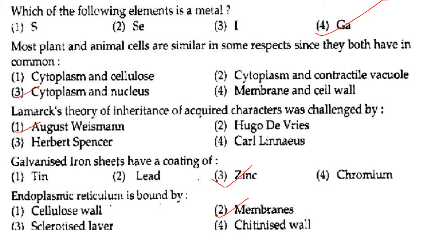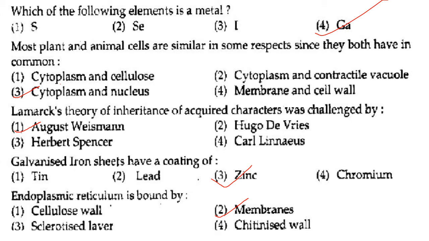Next one, which of the following elements is a metal? Option 1, S. Option 2, Se. Option 3, I. Option 4, Ga. Answer is option 4, Ga.